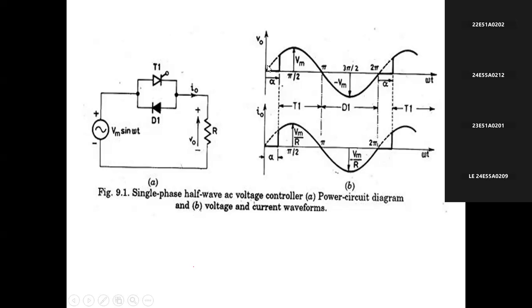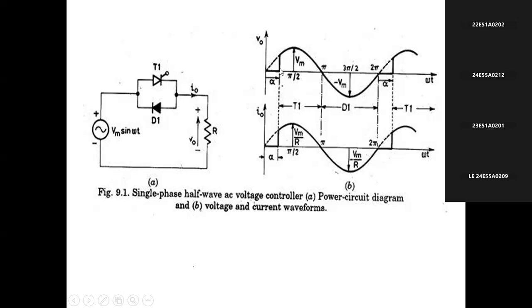But during the positive cycle, T1 is on. We are giving the firing pulse at alpha. From alpha to pi we will get output voltage. That means we are controlling only the positive cycle here. We are not able to control the negative cycle because the diode is the uncontrolled element. Whatever input you give, the same output you get from pi to 2 pi.